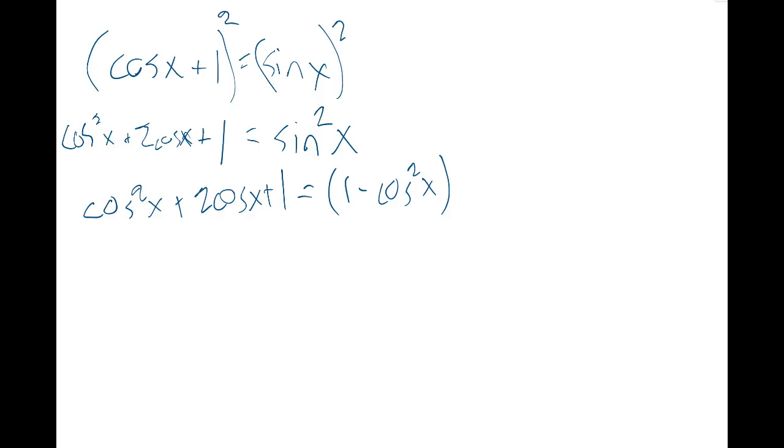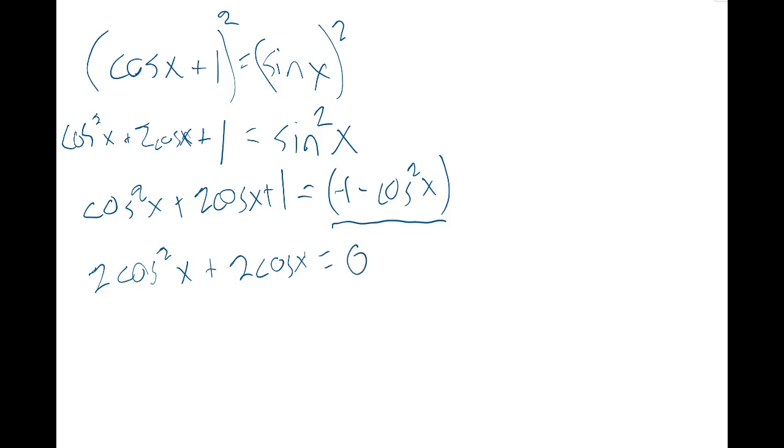Okay, so then where can we go from that? Well, we can start getting our like terms and trying to find a zero somewhere. And we're going to do that by subtracting this to the other side. So the ones are going to cancel out, right? This is going to be plus 1 minus 1. And then we're going to add the cosine squared to both sides. So we're going to get 2 cosine squared x plus 2 cosine x equals 0.